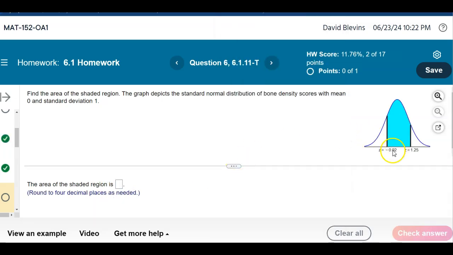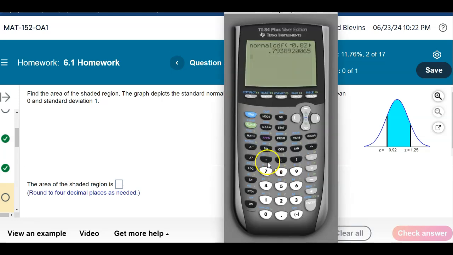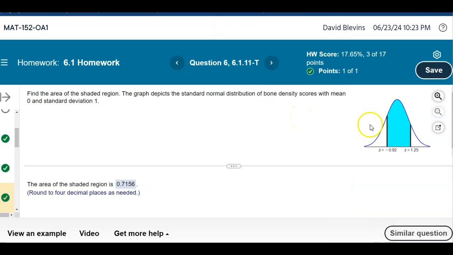All right, and then this is a between probability. So this means neither my lower number nor my upper number will be those 9s. I'll just pick -0.92 and 1.25. All right, mean is 0, standard deviation 1, and there's my probability, 0.7156. All right, so the TI calculator is great for these types of probabilities where you have a bell curve and you're trying to find the area between, which is the probability of a z-score being between those two numbers.